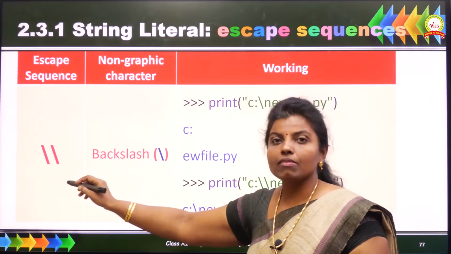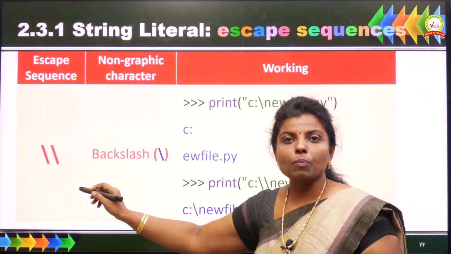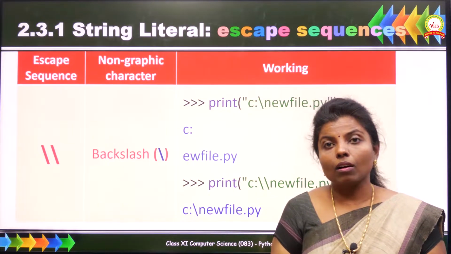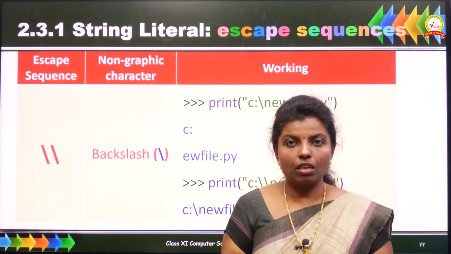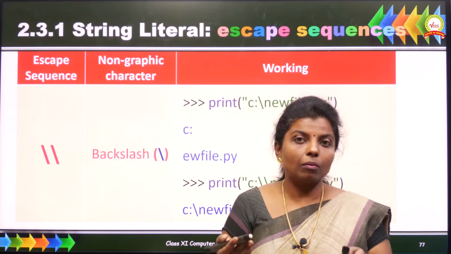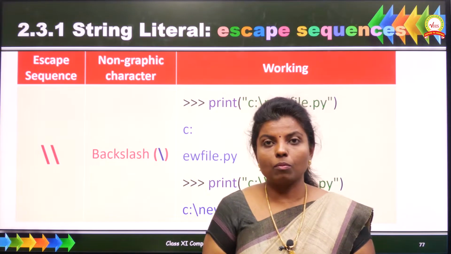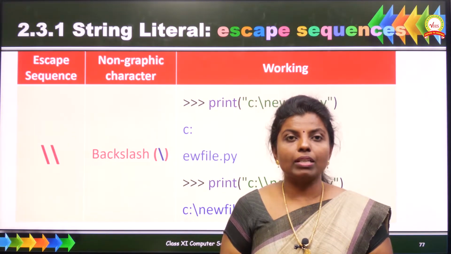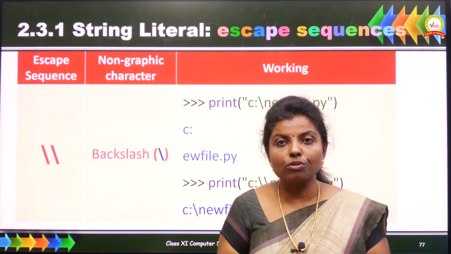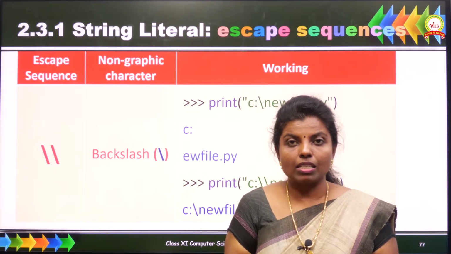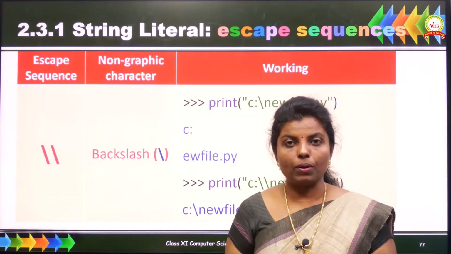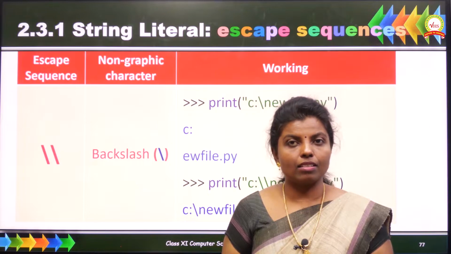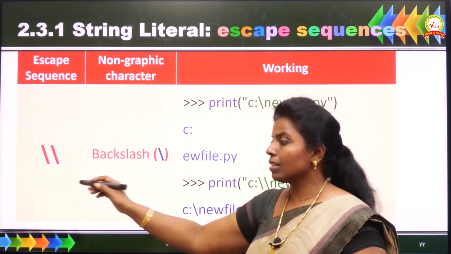The first escape sequence is double backslash. What is the purpose of double backslash? We have to see, and also you must know the backslash can be directly typed from the keyboard. Then why do we use backslash as an escape sequence, double backslash as an escape sequence? Though this character can be directly typed from the keyboard, when it is used without the escape sequences, it has a special meaning and special purpose. To remove the special meaning and special purpose and also to print the character as it is, we have to use the escape sequence double backslash.